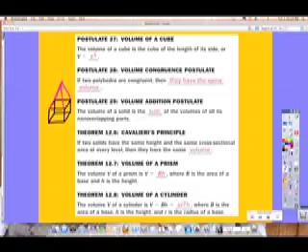Break it up into pieces. Stuff that you know. Find the volume of each. The volume addition postulate: you can just add parts together. This one we just barely talked about.